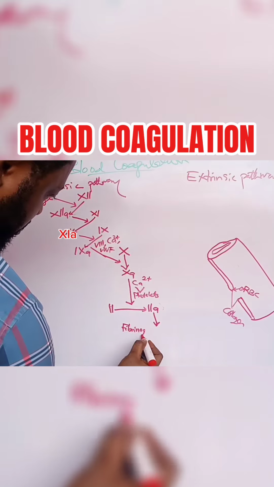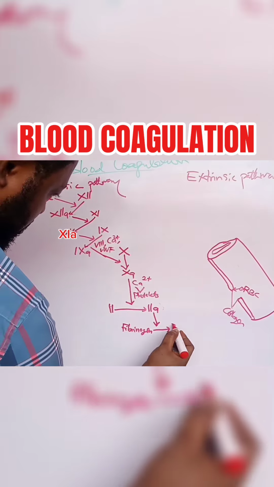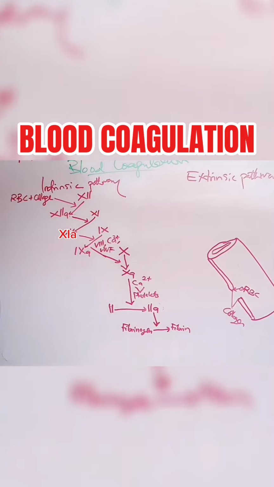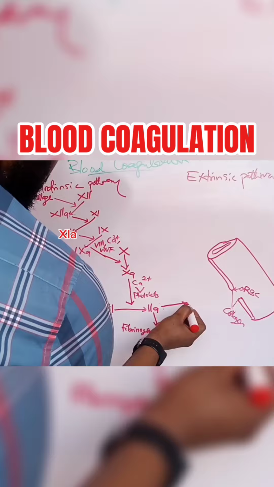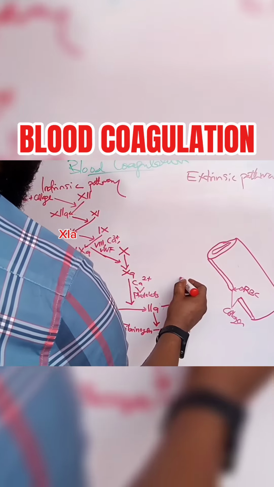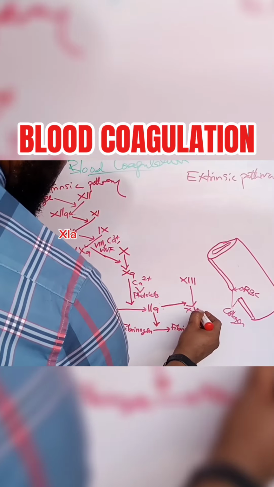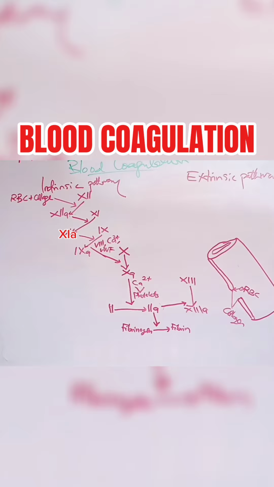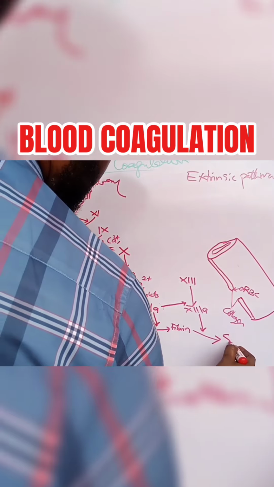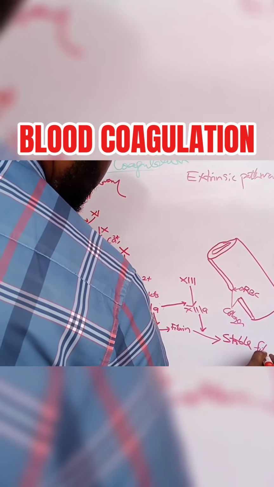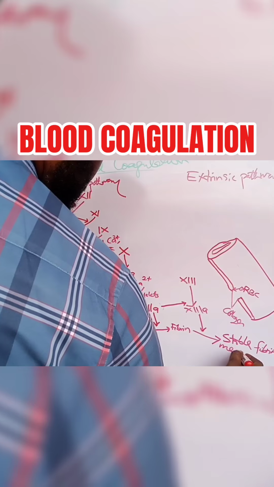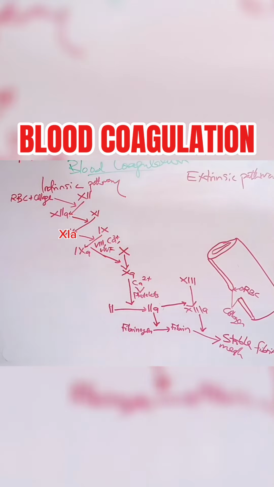First, it converts fibrinogen, that is factor 1, to fibrin. It also causes the activation of fibrin stabilizing factor. Activated fibrin stabilizing factor stabilizes fibrin, leading to formation of a stable polymer that forms a fibrin mesh.